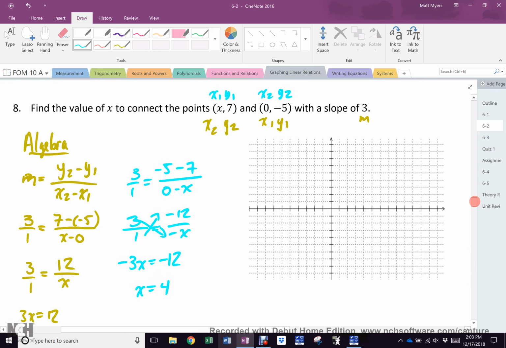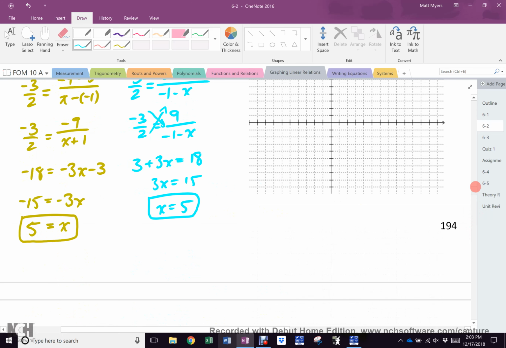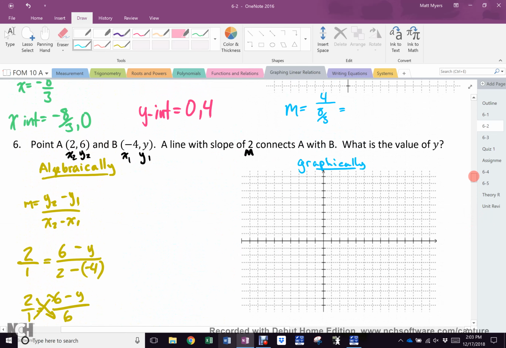Can everybody do the algebra? If you couldn't do it yourself, can you follow it at least? Is everybody cool? Okay. Now, we already know what's better, algebra or graphing? Algebra. But we're going to solve this with graphing anyway.